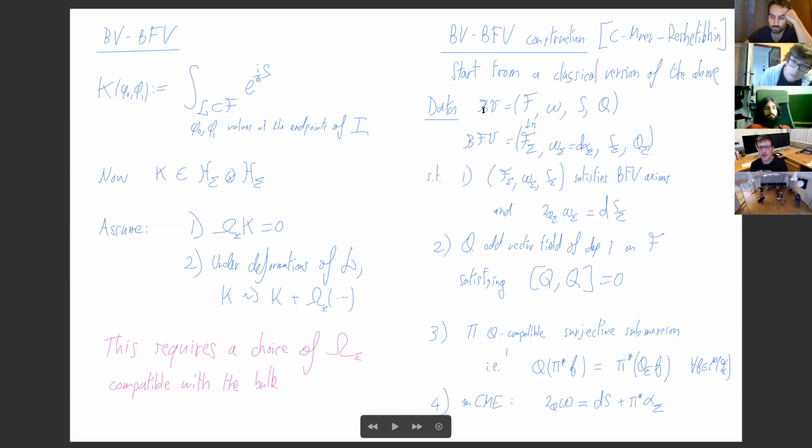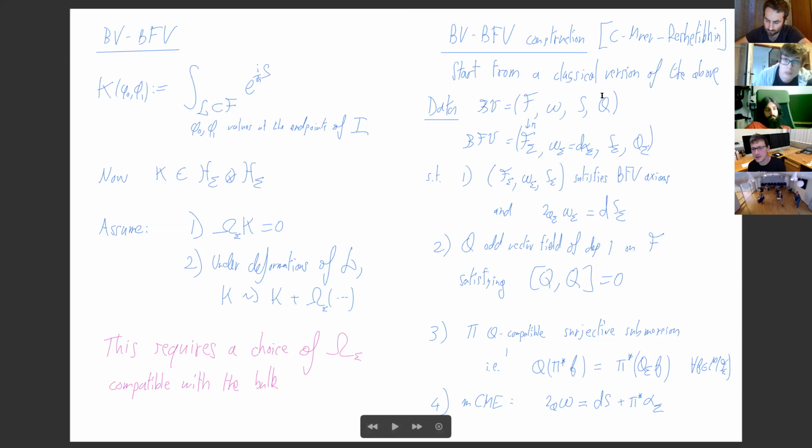Now, to the bulk, we associate some sort of BV data. By BV data, I mean the following: we have a graded supermanifold F, we have a symplectic form omega of degree -1 as before, we have a function S, which is even and has degree 0, and we have a vector field Q, which is odd and of degree 1. Now, in the true BV data, we would have required that S satisfy the classical master equation. We would have defined Q as its Hamiltonian vector field, and then the condition that Q squares to 0 would be automatic. Okay? Now we relax this condition.